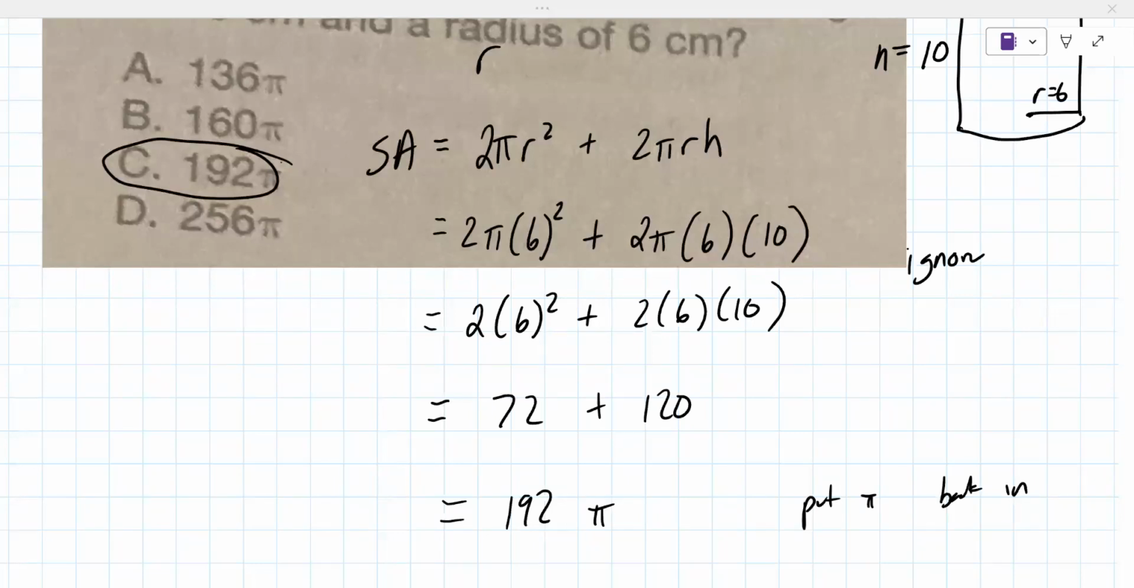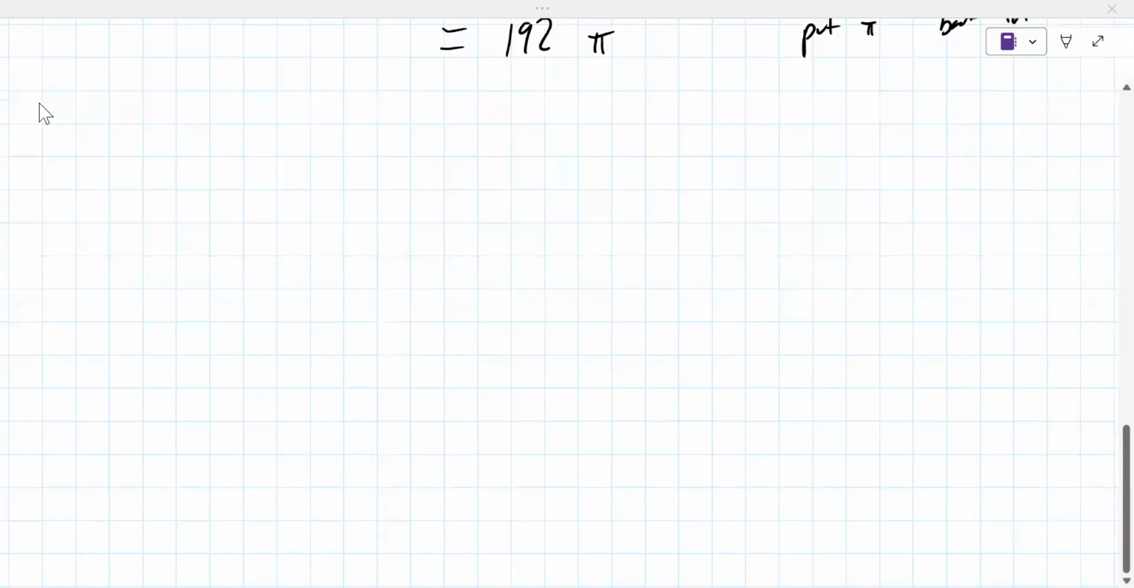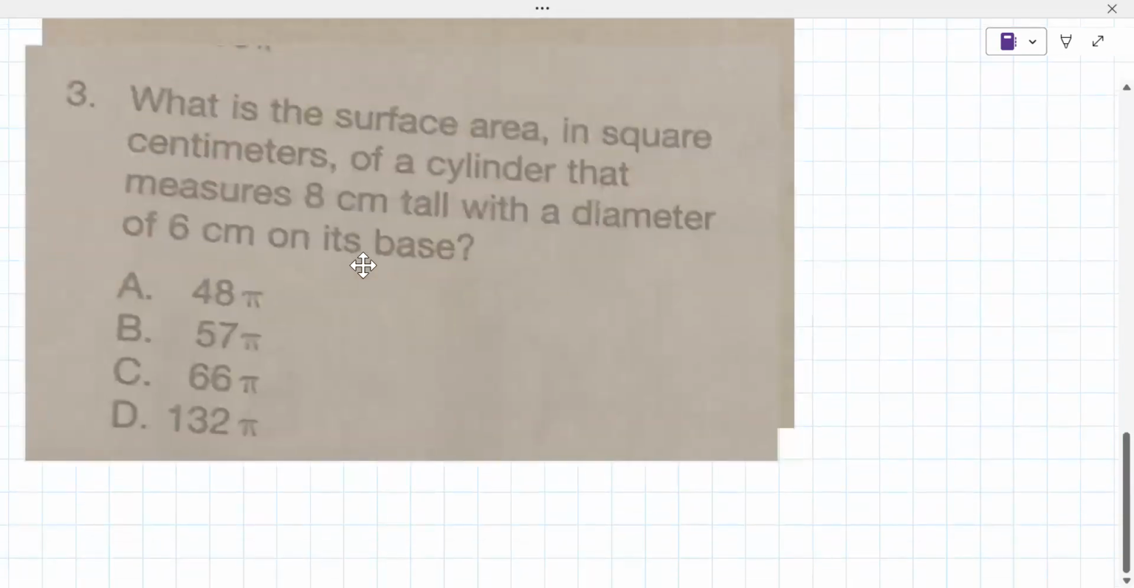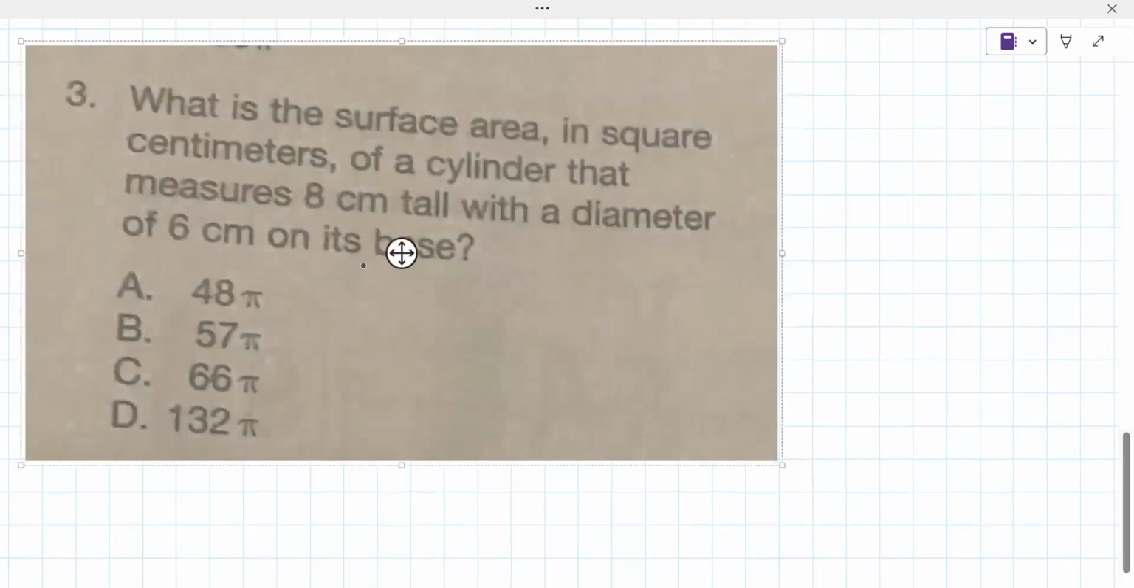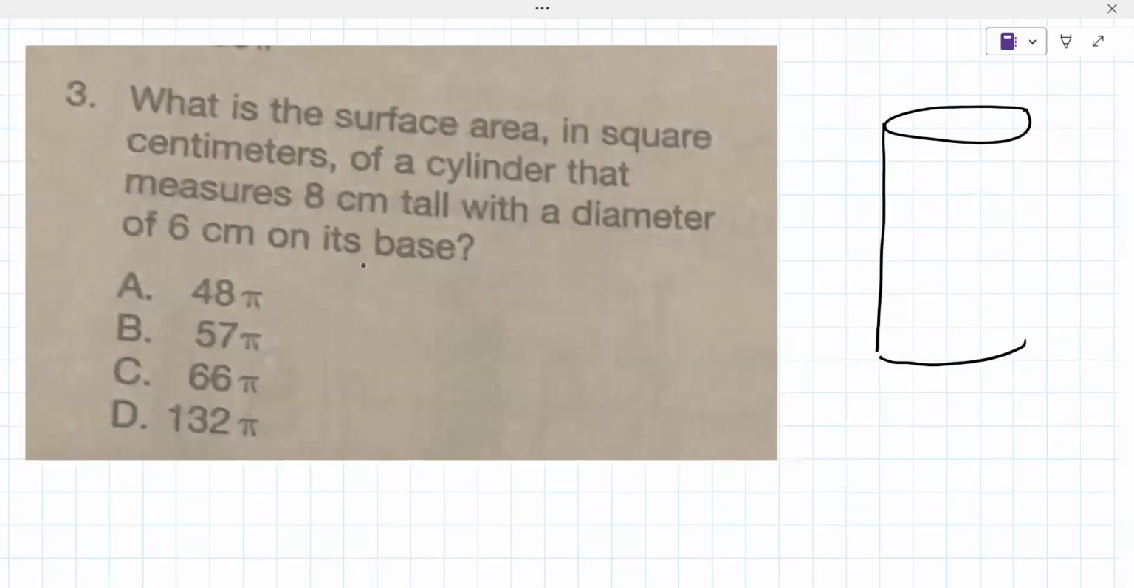All right, so let's look at 3, which is really similar to this. They just give you slightly different information. It's okay that there's a little bit of confusion in this. Again, it says, what is the surface area of a cylinder that measures 8 centimeters tall? So that's the height. But this time they give you the diameter. See how they say the diameter is 6?